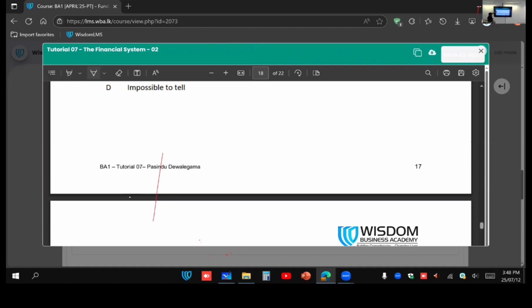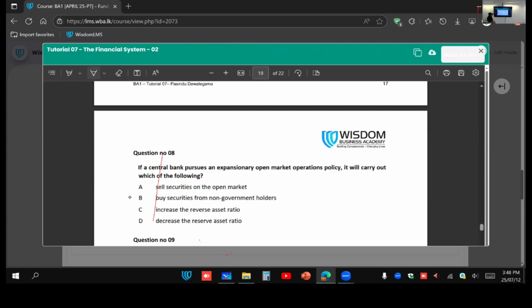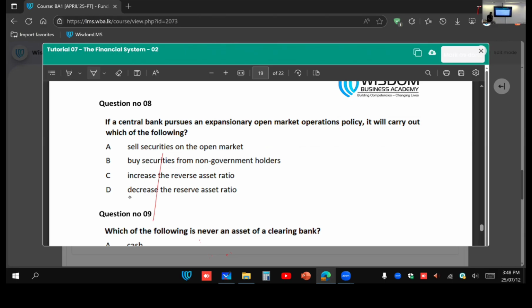Okay, next part. Question number 8. If a central bank pursues an expansionary open market policy, it will carry out which of the following? You remember I'm speaking about expansionary and contractionary monetary policy? Right? So expansionary monetary policy, what will they do? What will they do, the central bank? Will they raise interest rates or will they lower interest rates? Lower.